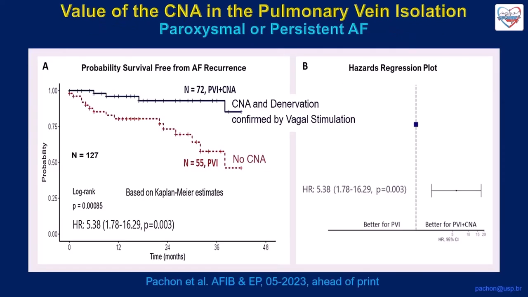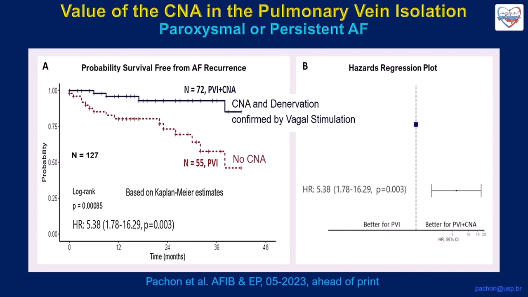The gold standard for atrial fibrillation ablation is the pulmonary vein isolation. However, to verify the value of cardioneuroablation in atrial fibrillation ablation, we carried out the following study. 127 patients with paroxysmal or persistent atrial fibrillation were included, divided in two groups. The first with 55 cases submitted to classical pulmonary vein isolation, and the second with 72 cases submitted to pulmonary vein isolation plus cardioneuroablation, the endpoint being the elimination of the vagal response confirmed by extracardiac vagal stimulation.